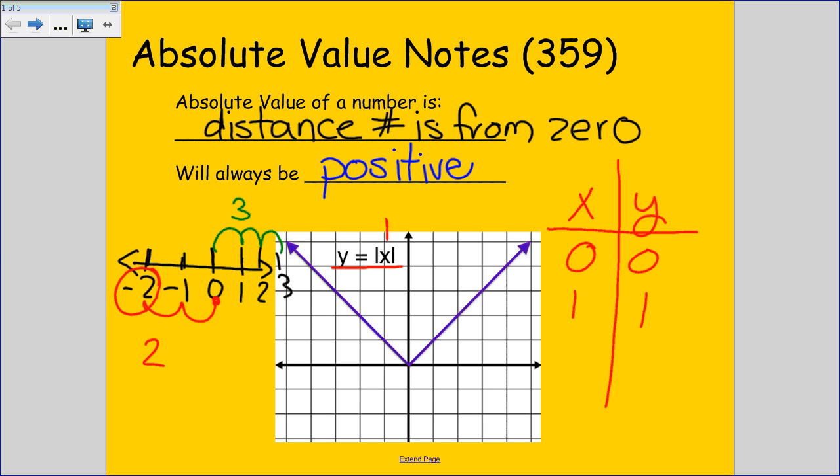It's 1. Okay, but if you plugged in -1, like we talked about on our number line, its distance is also 1. That's why you see the point (-1, 1) over here. Or if you plugged in -4, what's its distance from 0? It would be 4, which we see in this point over here. Okay, so this is your basic graph of the absolute value of x.